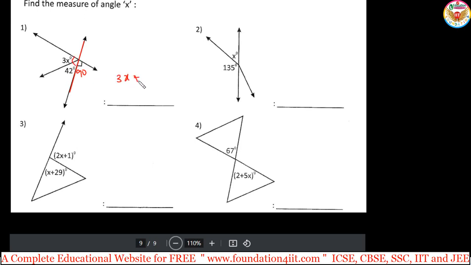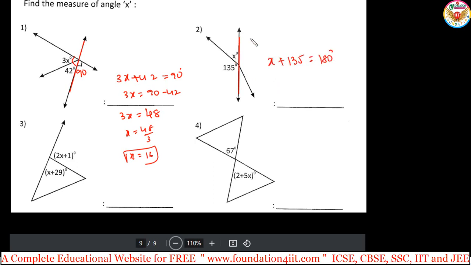That means 3x plus 42 is equal to 90 degrees. 3x is equal to 90 minus 42. From 90, we can subtract 42. So 48. Then x is equal to 48 divided by 3. x is 16, because these two are complementary angles. Next, this is a straight line. x and 135 are a linear pair. So x plus 135 is equal to 180. The angle of a straight line is 180. Linear pair is 180, you can take. x is equal to 180 minus 135.